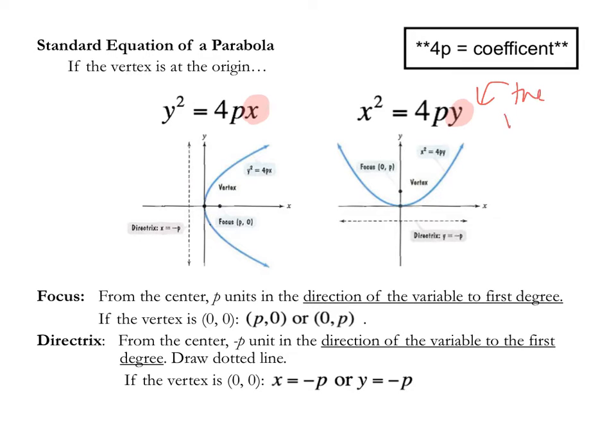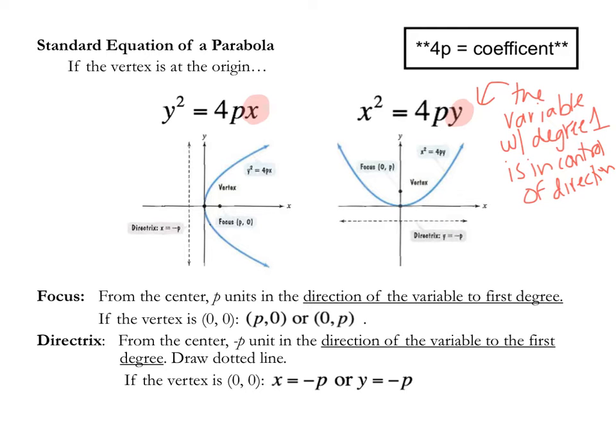So I'm going to write that out. The variable with degree 1 is in control of the direction it faces. So that's how you're going to know what direction it faces.